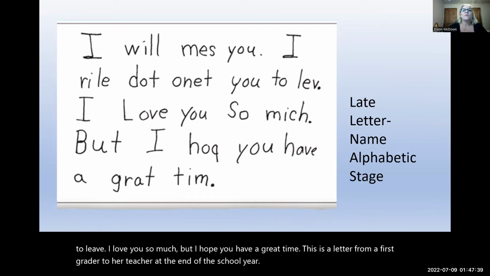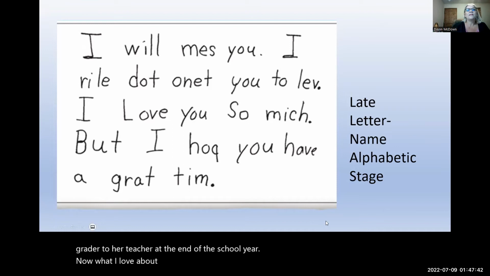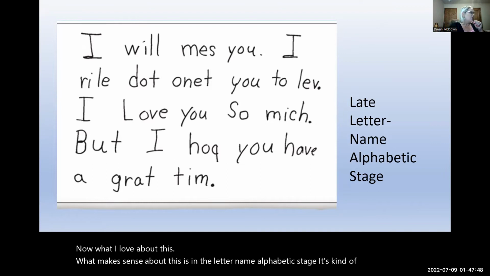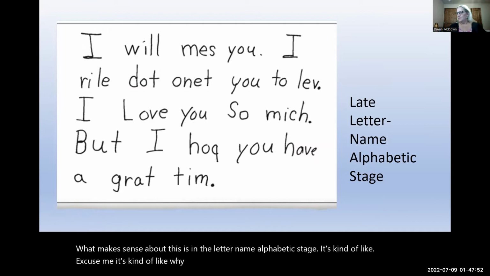Now, what I love about this, what makes sense about this, is in the letter name alphabetic stage, it's kind of like, why don't we spell it that way? It makes sense. Hang on, I got a call.